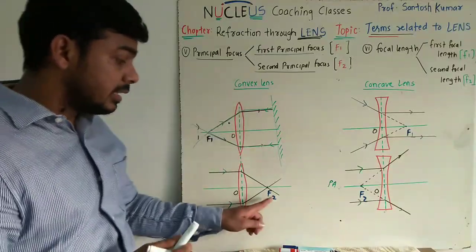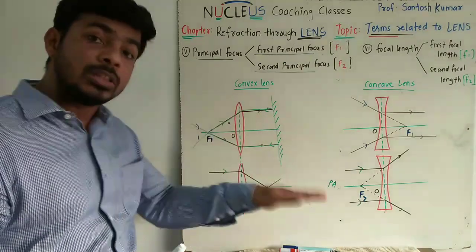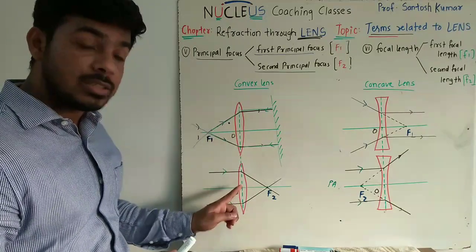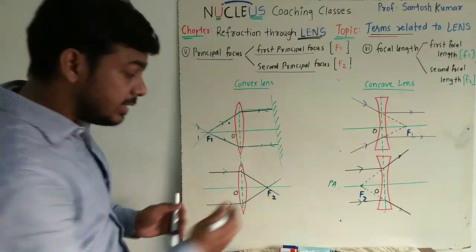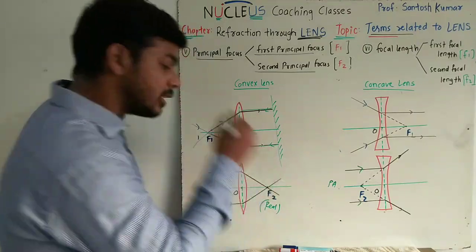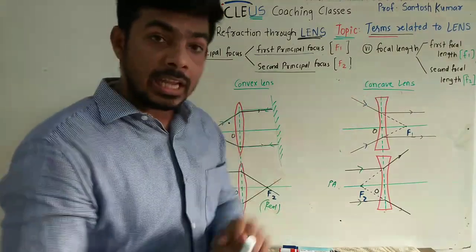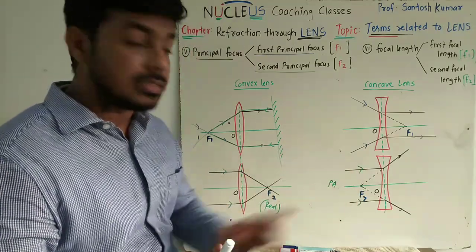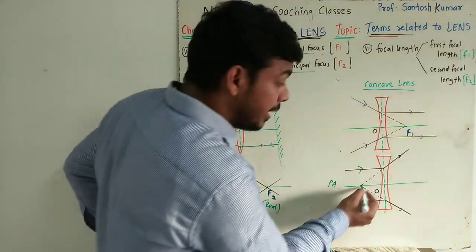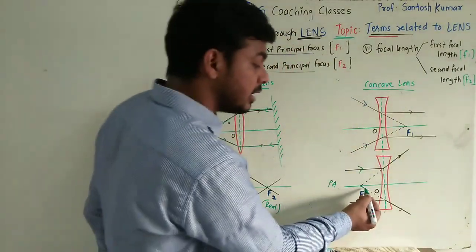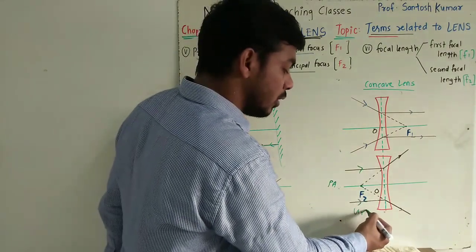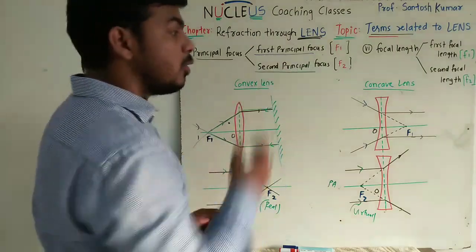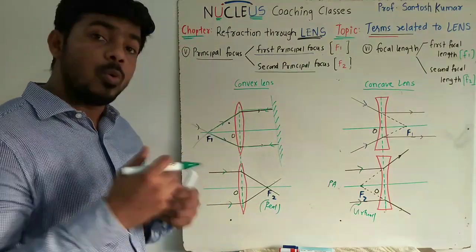So for convex lens, second principal focus is that point on the principal axis such that the rays traveling parallel to principal axis, after refraction through the lens, pass through this point, and this is a real focus, remember, because rays actually meet over here. And for concave lens, second principal focus is that point where the rays traveling parallel to principal axis, after refraction through the lens, appear to be diverging from this point, and remember this is a virtual focus. So for convex lens, F1 and F2 are real points, and for concave lens, F1 and F2 are virtual points.